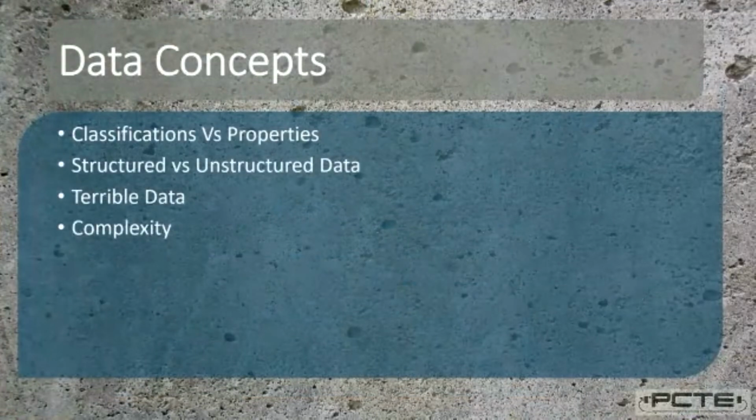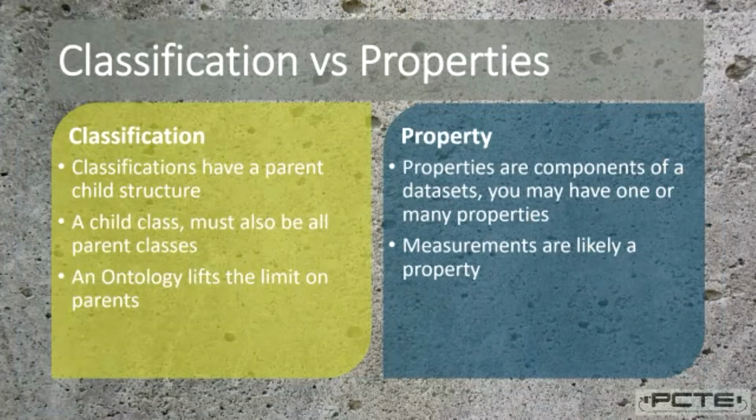Okay, so let's begin with classifications versus properties. Just to quickly explain, a classification is a hierarchy, whereas a property is something more like a point of data, or something that an instance of a class, so that would be one of the points in a classification, has. I've got lots of examples, so I'll take you through them. I'll show you the differences between the two.